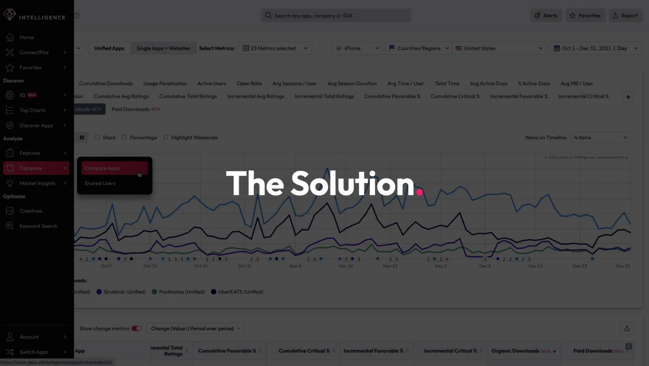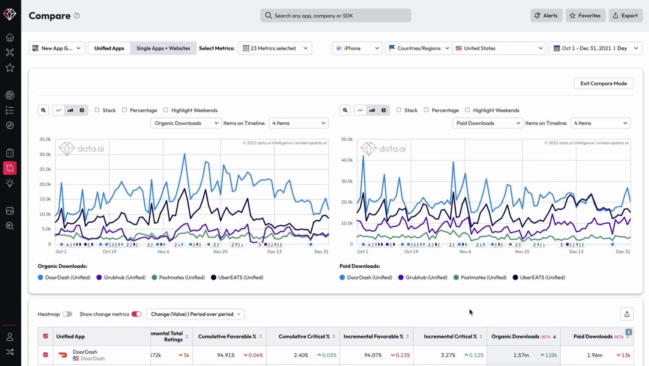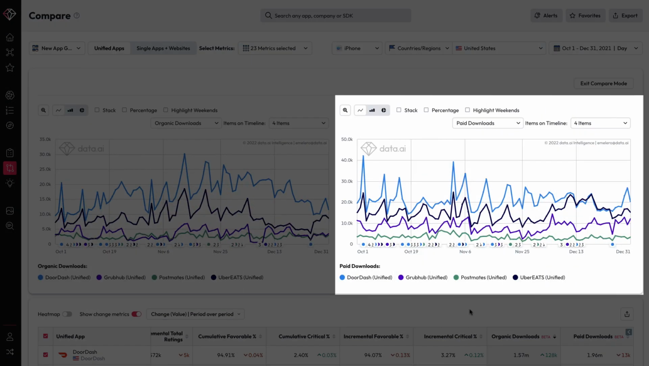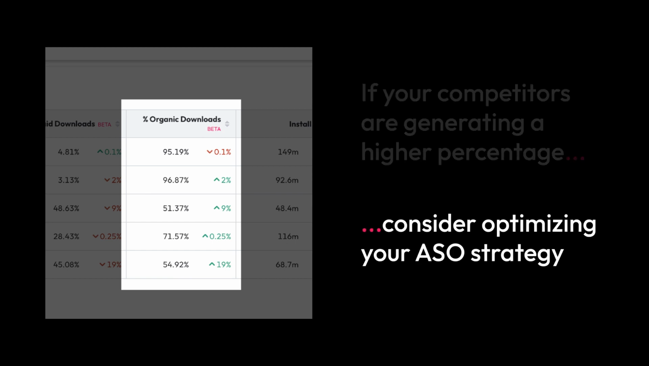In our Compare module, benchmark your performance against competitors. Understand your competitors' marketing approach by comparing organic and paid downloads side by side. If your competitors are generating a higher percentage of organic downloads, consider optimizing your ASO strategy.